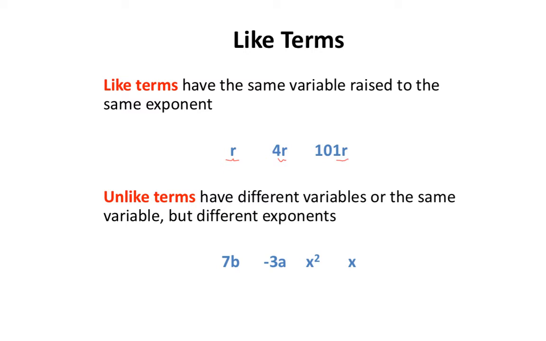You might notice that there is no exponent. That's because when you have an exponent of 1, it is not written in. Unlike terms have different variables or the same variable but different exponents.